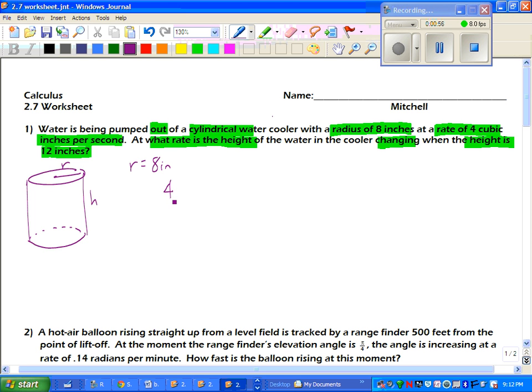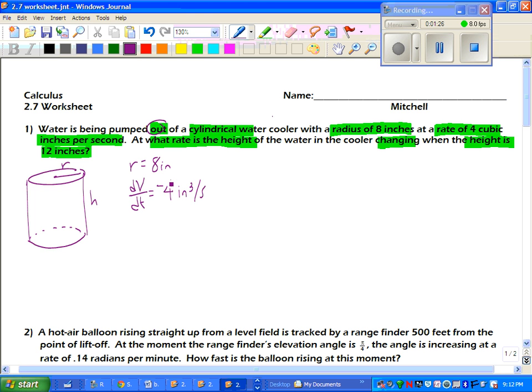So we know this is going to be one of the rates, 4 cubic inches per second. And remember, when we see those cubic units per time, we know that's going to be the rate of change of the volume with respect to time. Since it's getting pumped out of this water cooler, that means the water level is lowering. The volume in here is getting smaller, so this is going to be a negative value.